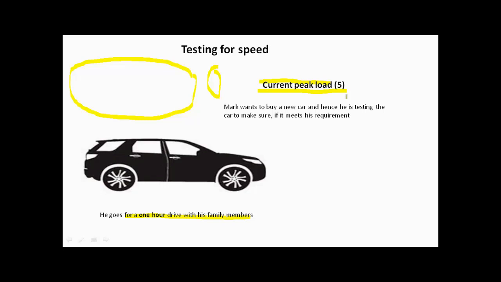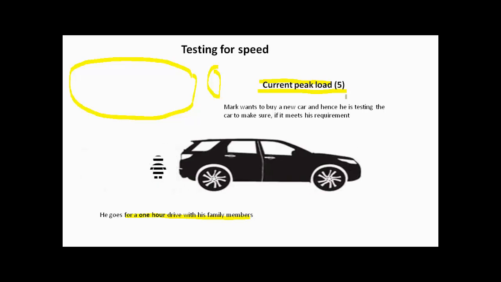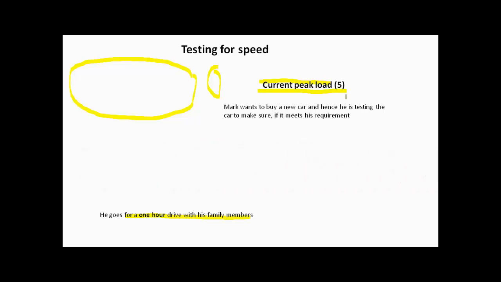His family consists of 5 people, so it's not going to be more than that. So he had all those 5 people sit in the car. Now he's going for the drive, and what is in his mind is whether this car will drive fast enough. Is this car fast enough with the current load, with 5 people sitting in the car? That is something he wants to test. So he had all the 5 people sit in the car and then goes for a drive, to make sure the car drives fast.